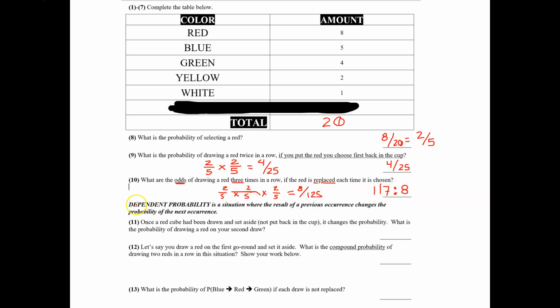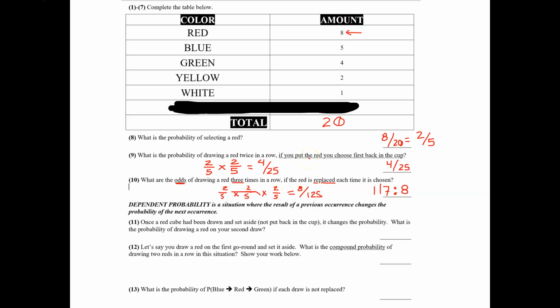Now, dependent probability. Dependent probability is a situation where the result of a previous occurrence changes the probability of the next occurrence. What happened before changes what's happening now. Let's look at our next problem. Once a red cube had been drawn and set aside, not put back in the cup, not replaced, it changes the probability. What is the probability of drawing a red on your second draw? So let's think about this. On our first draw, we pulled out a red.